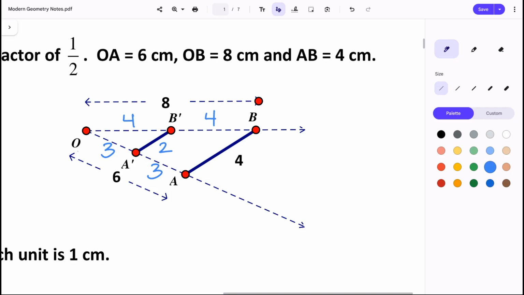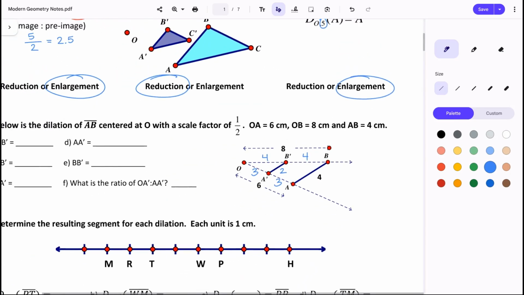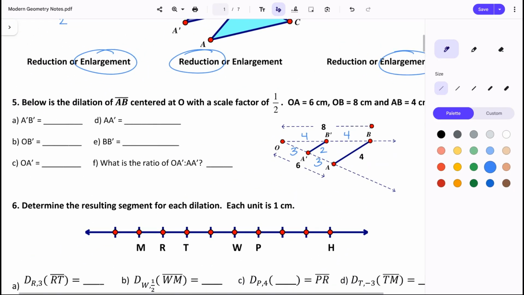Okay, now that we have everything, I think, labeled, we should be able to come over here and just fill in our answers. So what would we write down for letter A? 2. And let's go ahead and put a label. What are they saying how much everything is? In centimeters. So 2 centimeters. How about for B? 4 centimeters. C? 3. D? 3. E? 4.